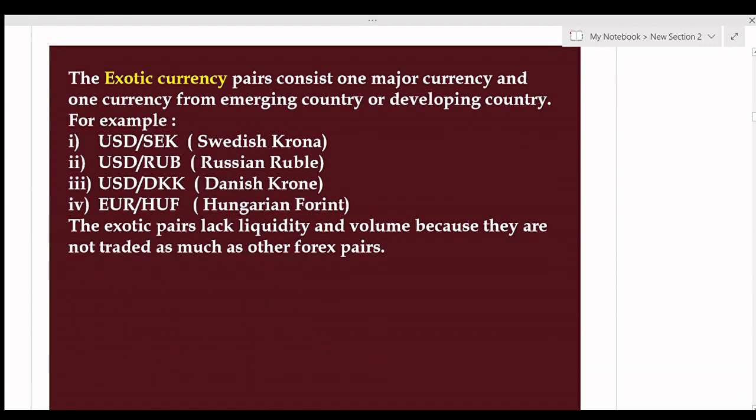Now come exotic currencies. The exotic currency pairs consist of one major currency and one currency from an emerging or developing country. For example, USD/SEK, Swedish krona, USD/RUB, Russian ruble, USD/DKK, Danish krone, EUR/HUF, Hungarian forint. The exotic pairs lack liquidity and volume because they are not traded as much as other foreign exchange pairs.